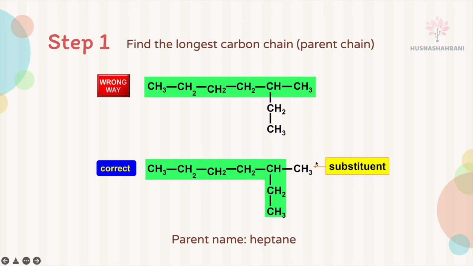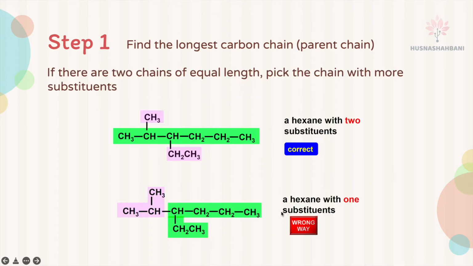The substituent is methyl. Here, 1 carbon substituent, methyl. So 2 carbon substituent, this is ethyl. So the correct parent name is heptane. So circle this longest carbon chain. So this is heptane. This is the parent name.